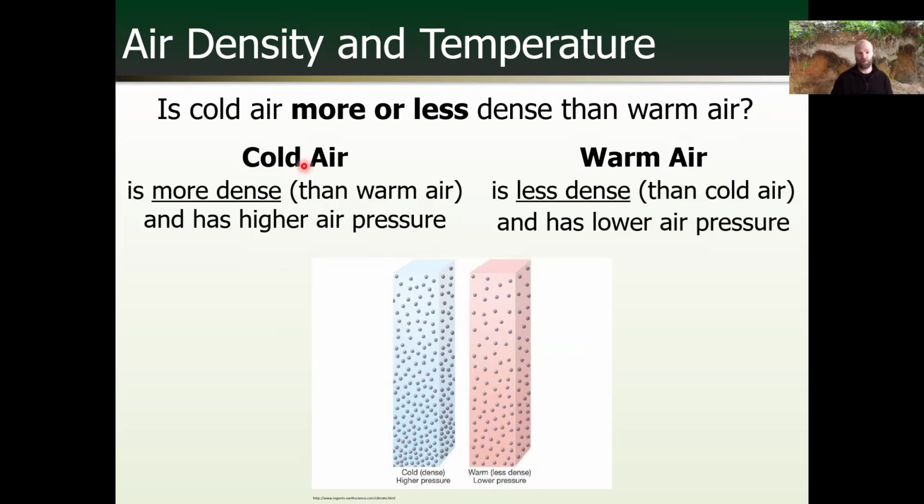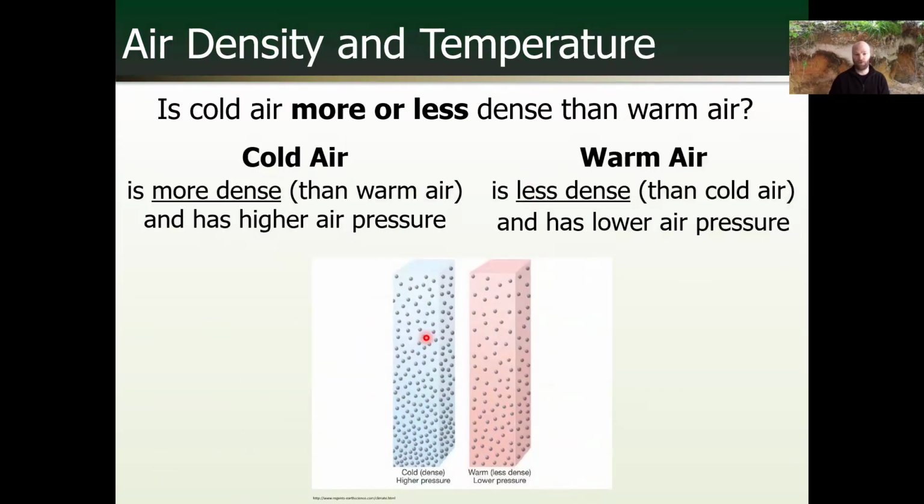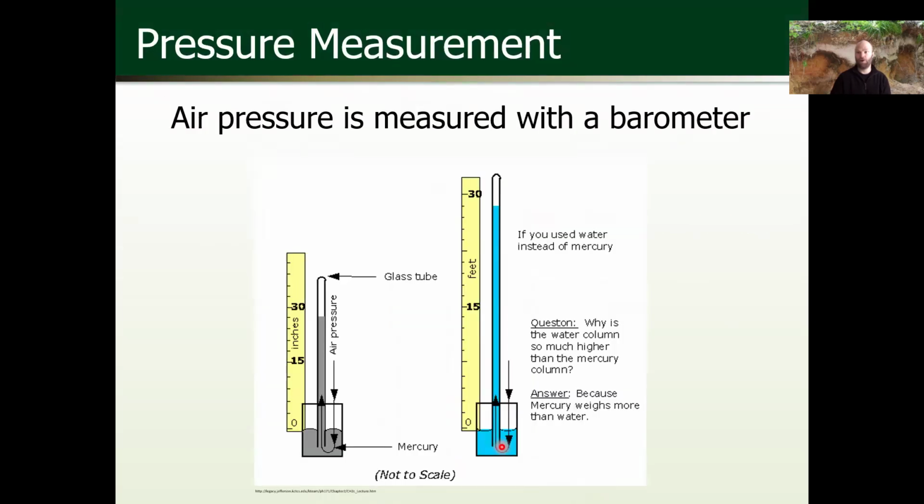So simply, cold air is more dense than warm air, and warm air is less dense than cold air. Effectively, cold air has higher air pressure because there's more mass. Remember, our measurement of pressure is effectively the measurement of mass, the weight above you. So cold air is more dense and has higher pressure, and warm air effectively has lower air pressure.